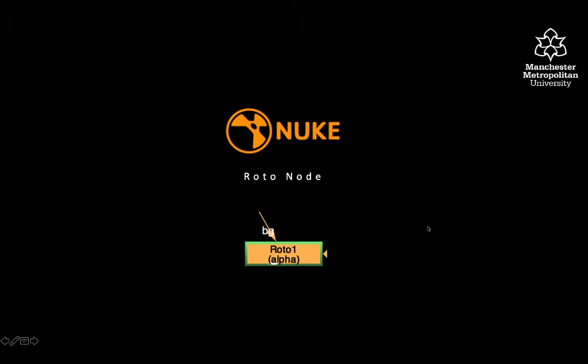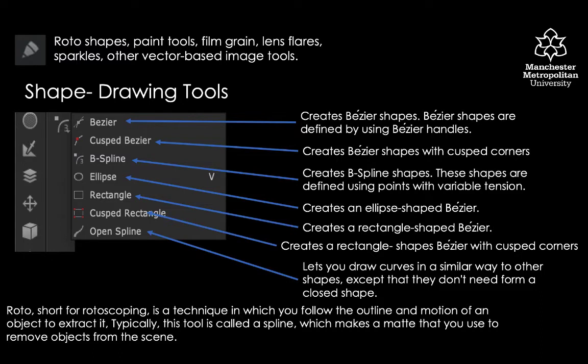Okay, so let's look at the roto node. You just press O on the keyboard. So roto shapes, paint, film gain, lens flare. This is basically all in the roto paint kind of menu there.